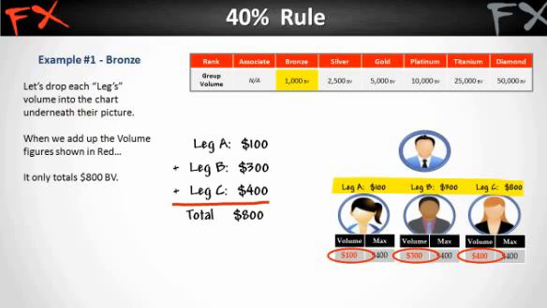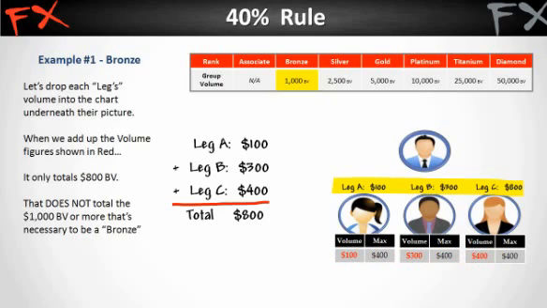When we add up the 3 volume figures shown in red, it only totals 800 BV. This does not total the 1,000 or more BV that's necessary to become a bronze. This means that when the 40% rule is applied, you are not qualified as a bronze.